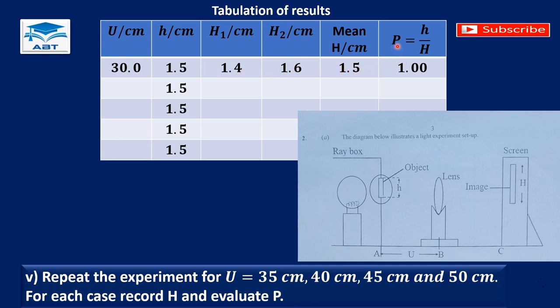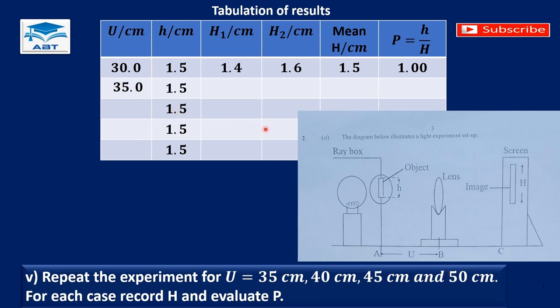And this is P, which is the height of the object divided by the height of the image, which is the inverse of magnification. The height of the object, small h, is 1.5 divided by the height of the image, which is also 1.5, giving us 1.00. P has no units because the height of the object is in centimeters and the height of the image is also in centimeters, so they cancel out. And we are going to repeat the experiment for U is equal to 35 centimeters, 40 centimeters, 45 centimeters, and 50 centimeters.